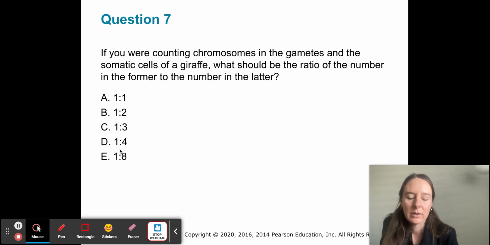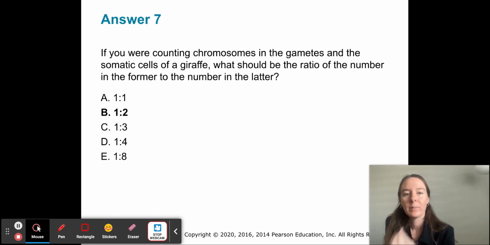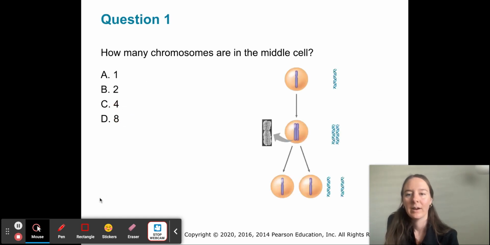Okay, what's the ratio? Well, take a moment, pause the video if you need to, think about what the answer might be. If you said B, 1 to 2, you're correct. So we have half the number of chromosomes in our gametes compared to our somatic cells, which have double, right? Our cells have 23 chromosomes in our gametes and 46 chromosomes in our somatic cells. So we have double the number of chromosomes in our somatic cells. All right, let's do another practice question.